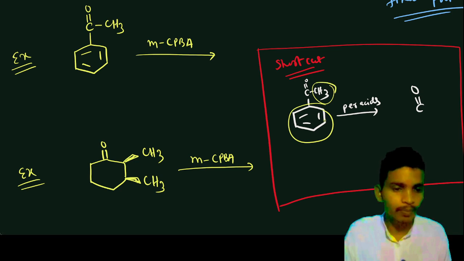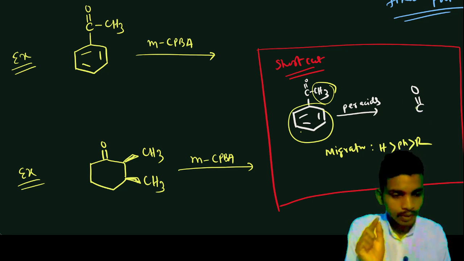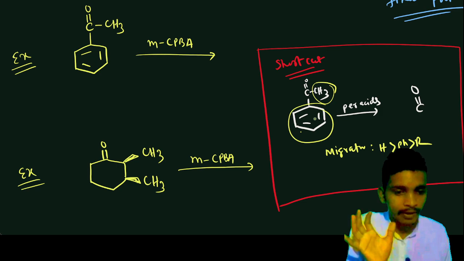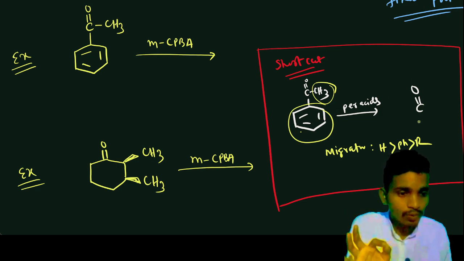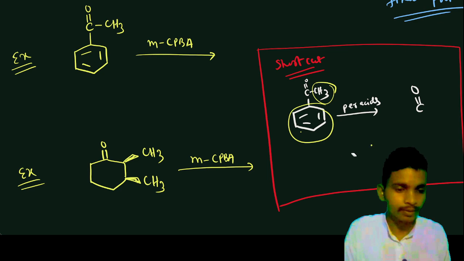So which group has the more migratory aptitude? We know that the migratory aptitude order is first hydrogen, then phenyl, then alkyl groups. So phenyl has the higher migratory aptitude. Whichever is the more migratory group, in between the CO group and that more migratory group, the O will come.